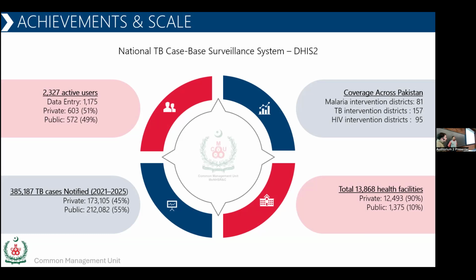As far as the coverage is concerned, the coverage of DHIS2 in malaria intervention districts is 81. For TB, it is in 157 districts, and for HIV, it is in 95 districts. The total districts in Pakistan are 186. So out of 186, these are implemented for 3 diseases in these districts, and a total of 13,868 health facilities are connected and reporting through the DHIS2, in which 90% are private and 10% are public sector.